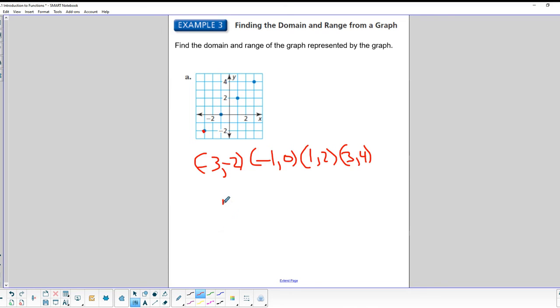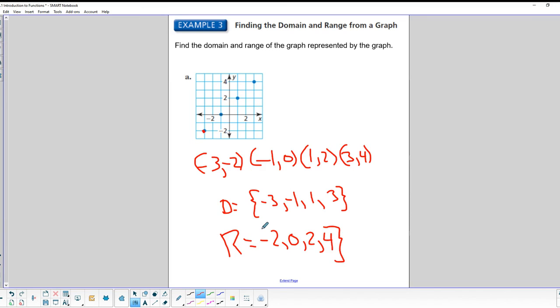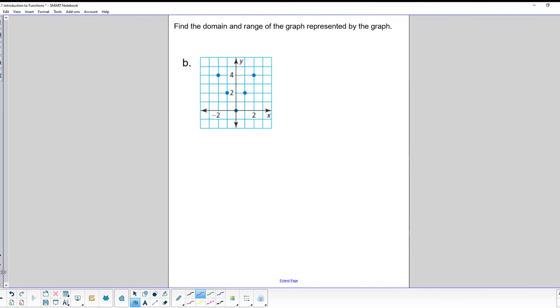And so the set of all the domain values would be -3, -1, 1, and 3. And then the range values, of course, would be the y values. So those would be -2, 0, 2, and 4. And I put those set brackets around that so that you can see them there clearly. Okay, so we can do this one like that.